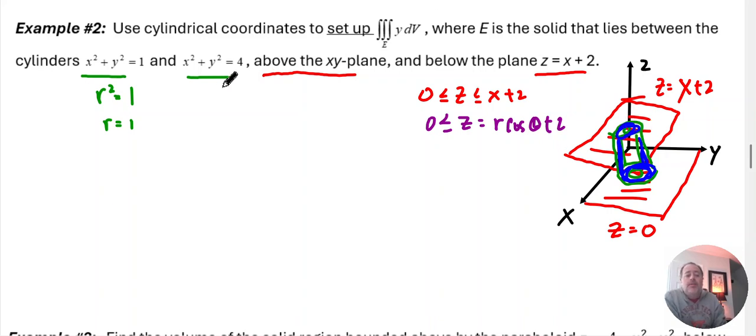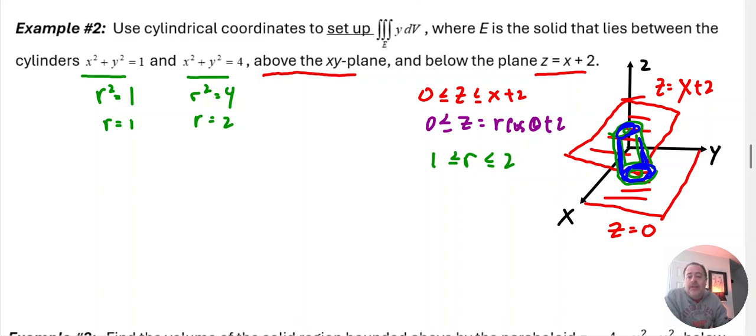And so then we also can say that the radius squared is equal to 4, so the radius will be 2 here, right? So the radius in the region we have is going to be in between 1, which is this inner circle, and then the outer circle, radius equals 2. So now we can say that the radius is going to be in between 1 and 2.